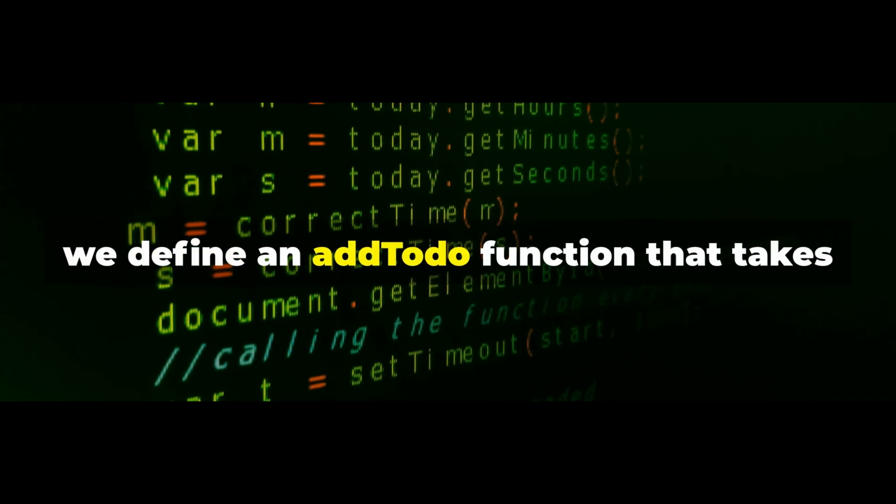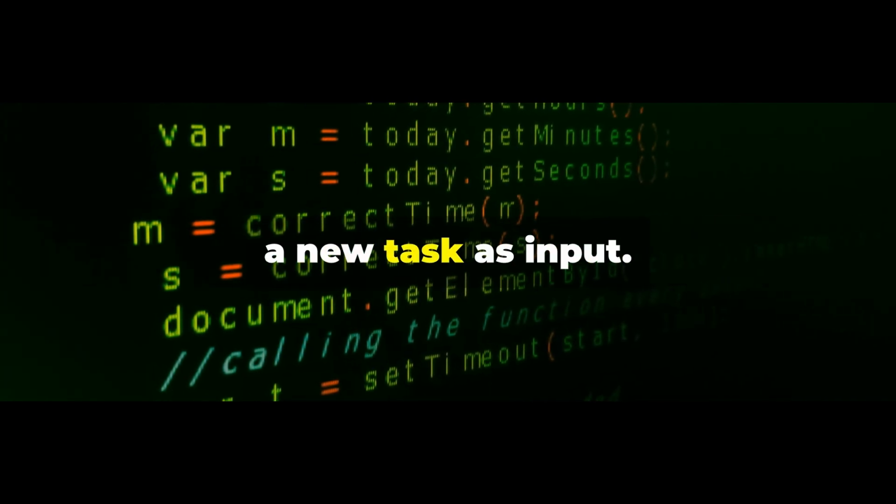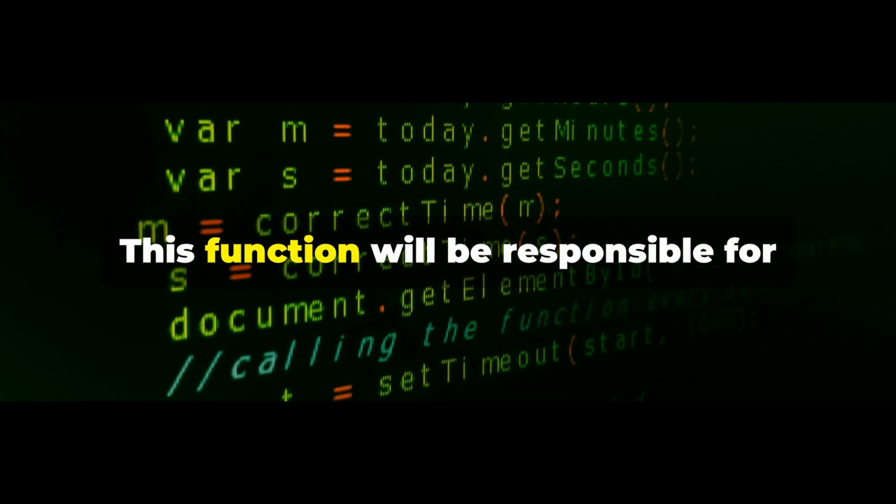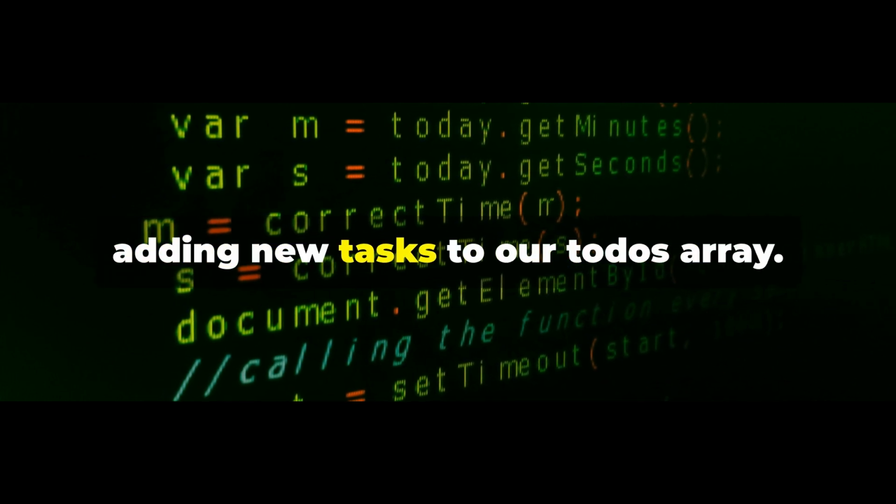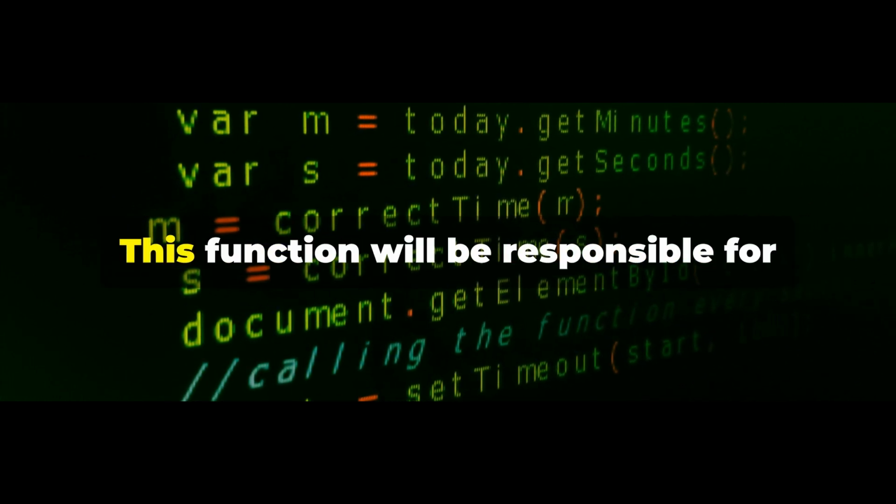Next, we define an addTodo function that takes a new task as input. This function will be responsible for adding new tasks to our todos array. It updates the state with the new task.